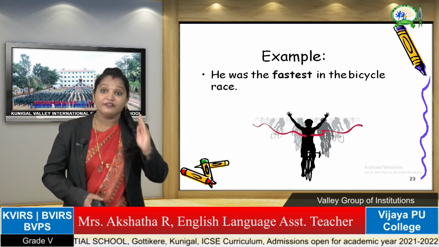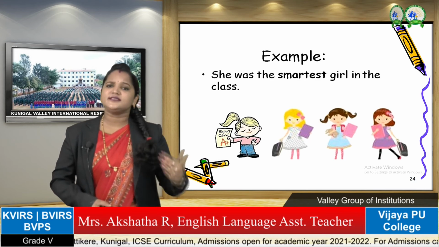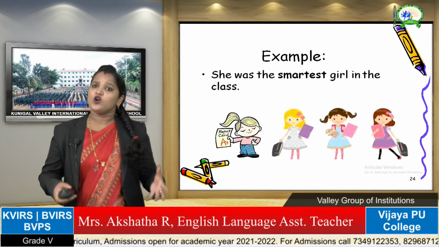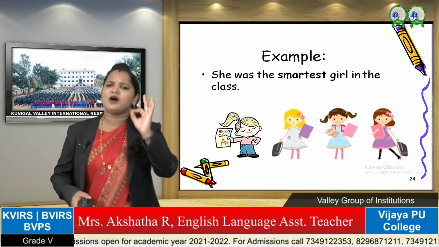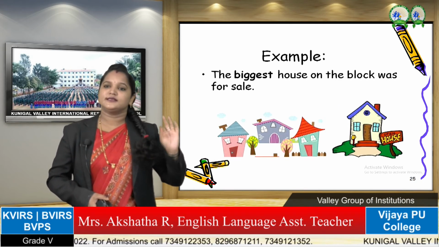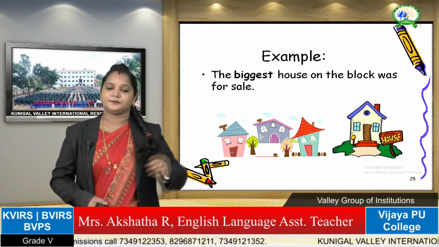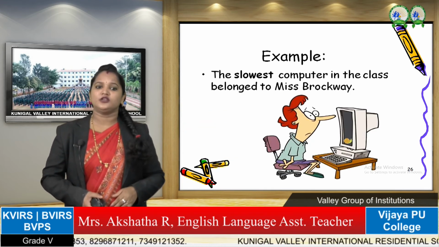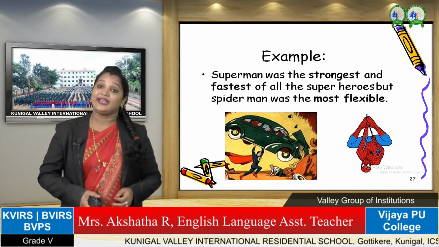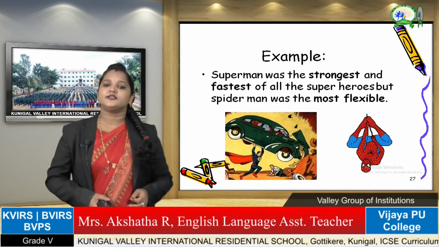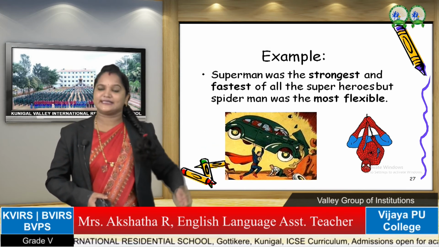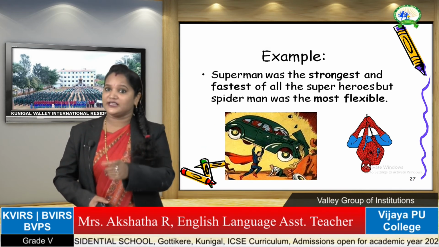So fastest, the fastest. She was the smartest girl in the class. You know, in the class there will be many girls. Among all the girls, she is the smartest. The biggest house on the block was for sale. Biggest. Slowest computer in the class belonged to Miss Brockway. Superman was the strongest and fastest of all the superheroes, but Spider-Man was the most flexible. We used here most flexible.